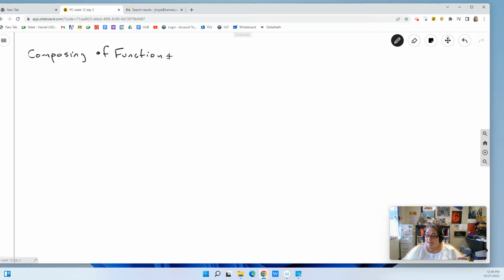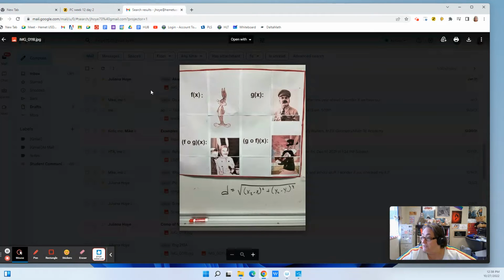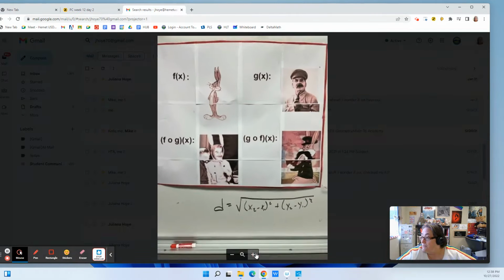because I think it explains it really well. I keep this up on the wall in my room. It's just a picture of this diagram that I made that I think is kind of awesome. So I'm going to blow it up a little bit.